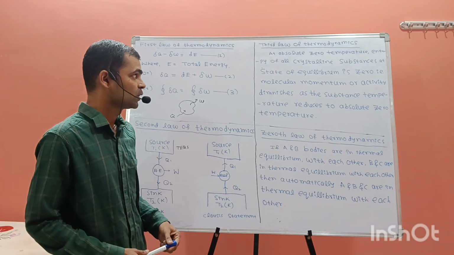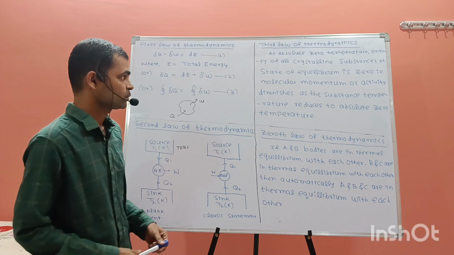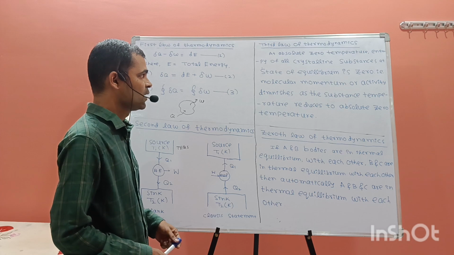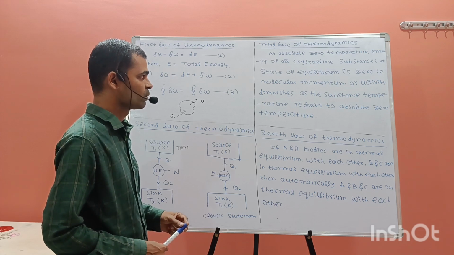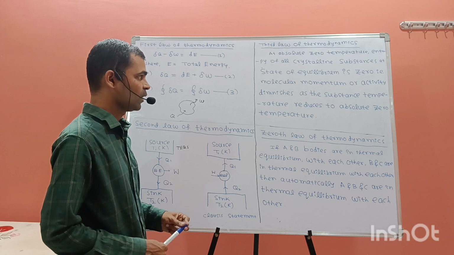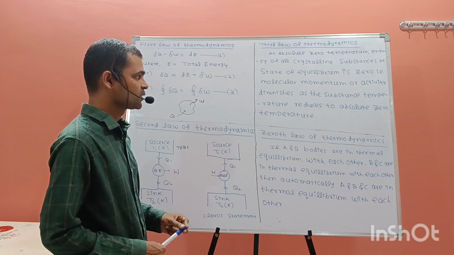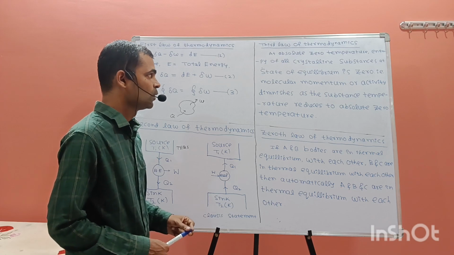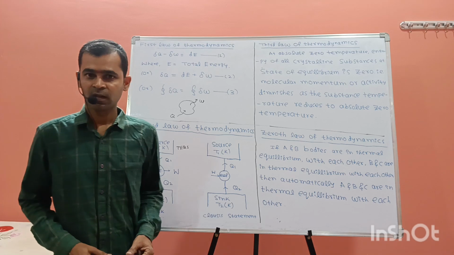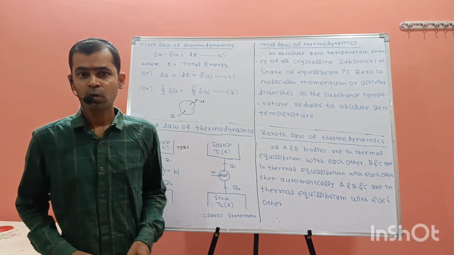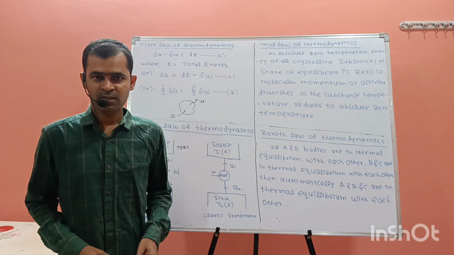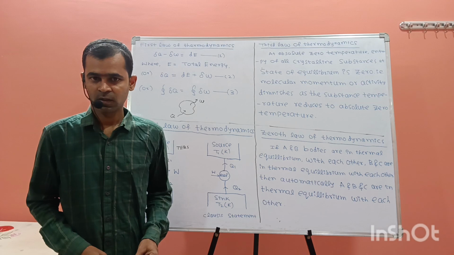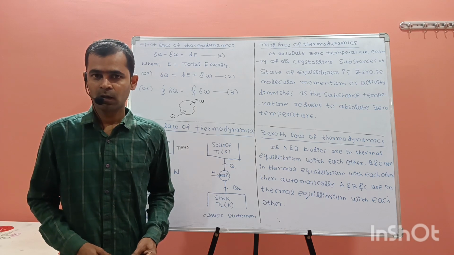Then third law of thermodynamics. At absolute zero temperature, entropy of all crystalline substances at state of equilibrium is zero. That is, molecular momentum or activity diminishes as the substance temperature reduces to absolute zero temperature. So here the third law of thermodynamics says the entropy becomes zero when the crystalline substances reach the absolute zero temperature. So the third law talks about the entropy.